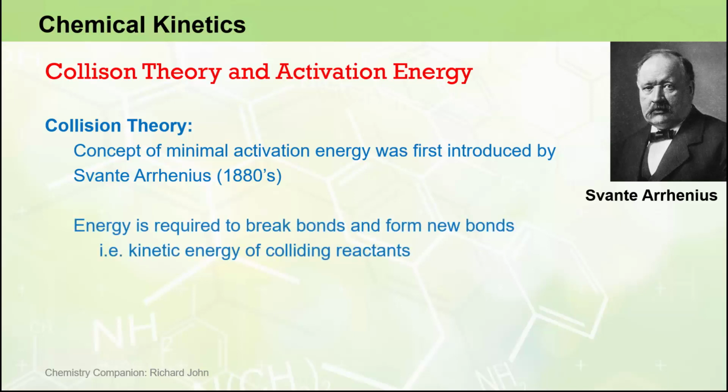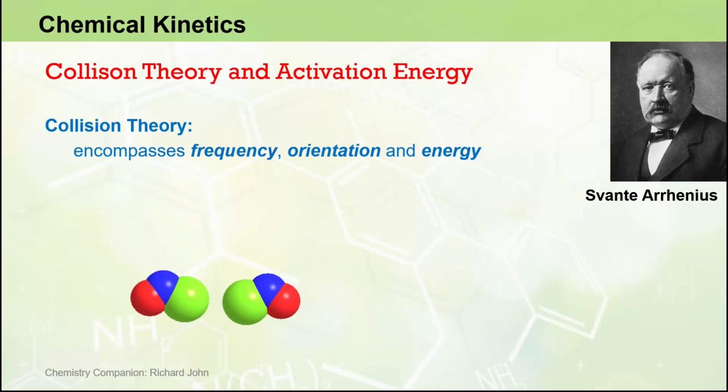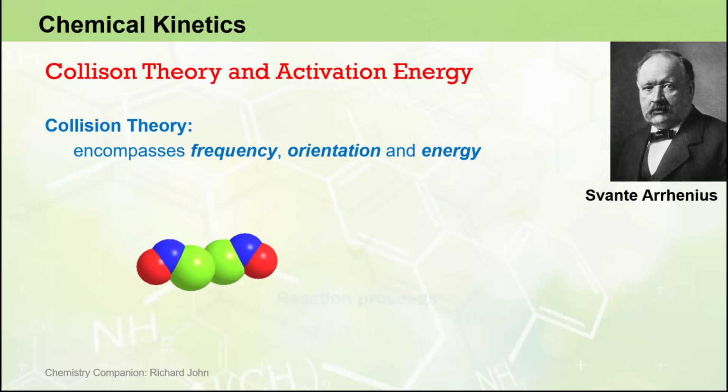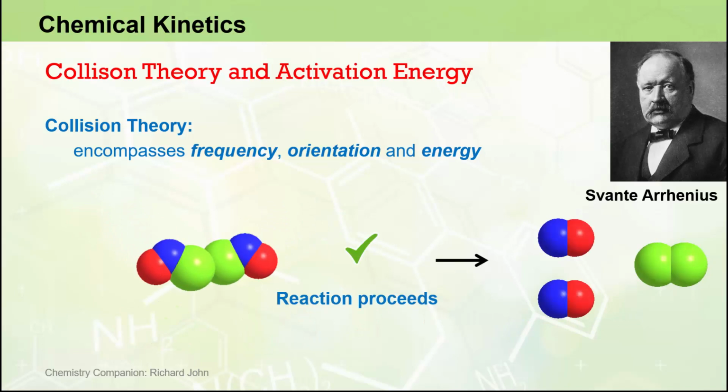He understood that energy is required to break and form new bonds, and that this energy comes from the kinetic energy of the colliding reactant molecules. If the colliding molecules are moving too slowly because of insufficient kinetic energy, the electron clouds will repel each other and the molecules will simply bounce off each other without any chemical change. If, however, the reactant molecules collide with enough energy at the correct orientation, there can be enough overlapping of electron clouds to allow rearrangement of electrons leading to the bond breaking and the new bond formation that's required to lead to new products being formed.